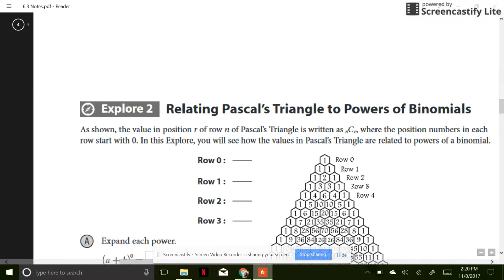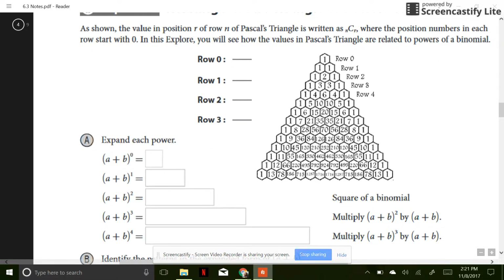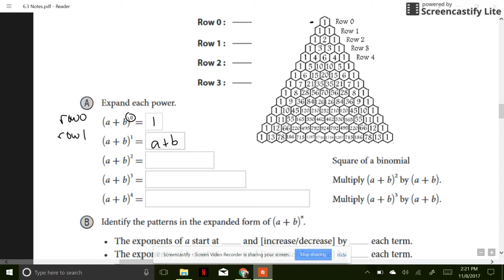Well, what do we actually do with this? We use this to expand the powers of functions. So starting at row 0, this is row 0, because it's to the 0 power. Anything to the 0 power is just 1, which is the value in row 0. This is row 1, so it's to the first power. They're each to the power of 1.